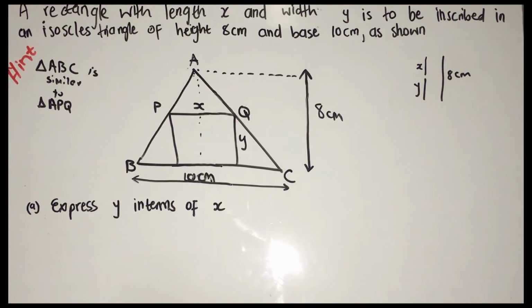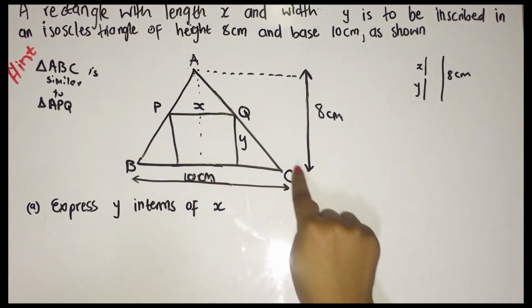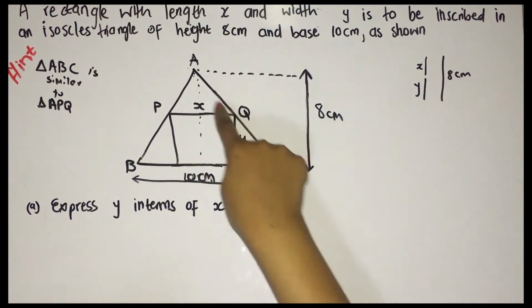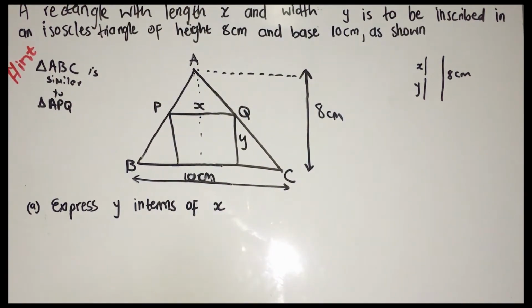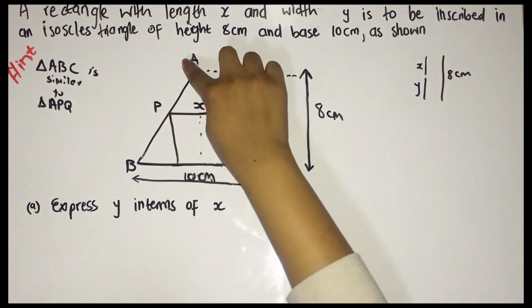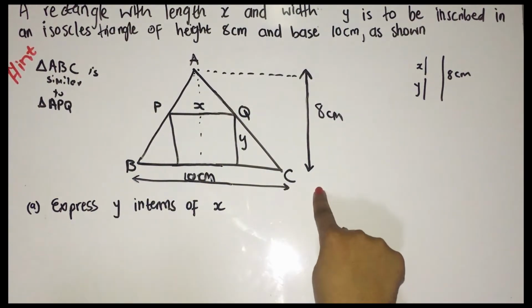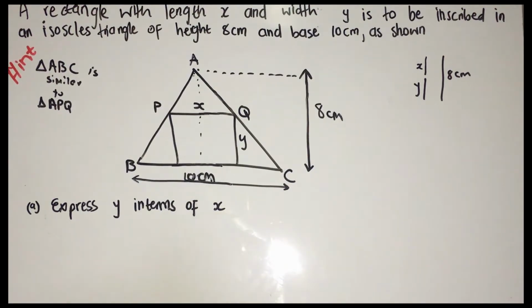We are also given a hint: triangle ABC is similar to triangle APQ. Now we remember from Euclidean geometry, congruency and similarity. We remember that if we are told something is similar, then it means the proportions are the same. Basically, what similarity says is that AP over AB is equal to PQ over BC. I hope you still remember the similarity and congruency rule.